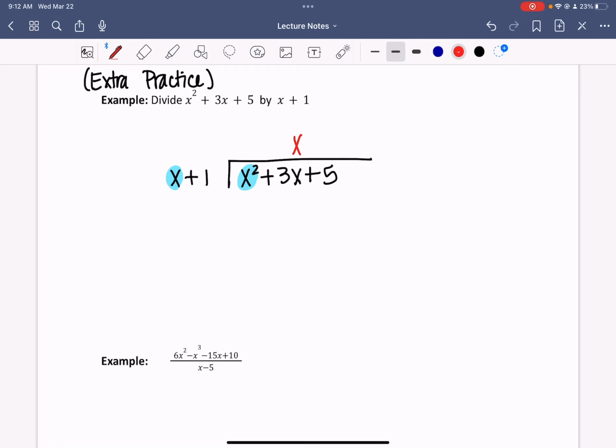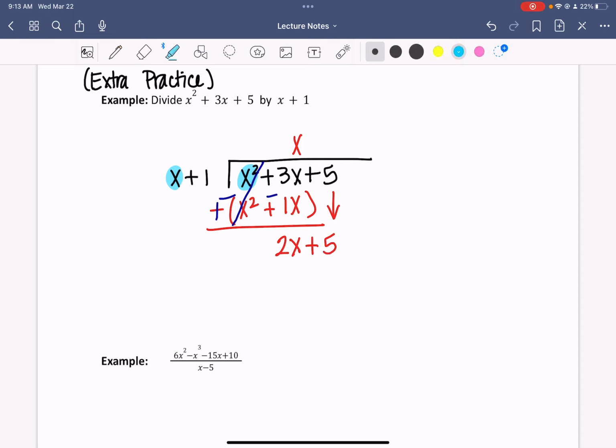Then I'm going to multiply my red x by everything out front. So x times x would give me an x squared. X times 1 would give me a positive 1x. And I'm going to subtract this whole thing. Make sure when you're subtracting, you change all the signs. So this would cancel, and this gives me 2x.